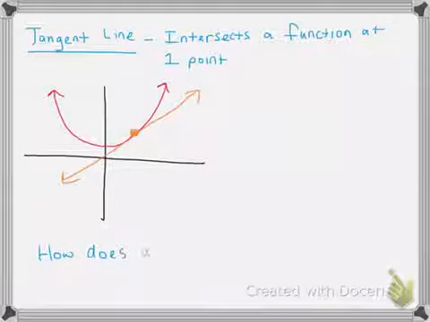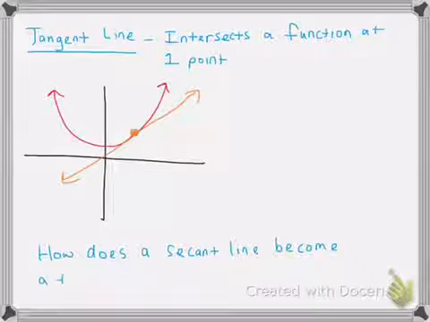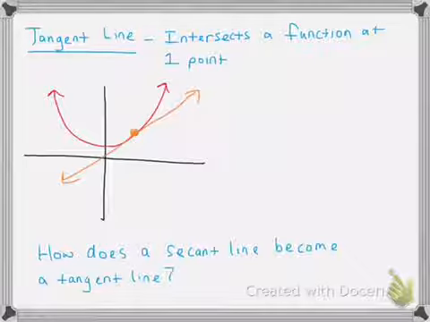Now, here's my question. How does a secant line turn into or become a tangent line? That's the one question we're actually going to answer. The way we're going to accomplish this is using some calculus, through using slope and using limits. We just did a bunch of limit stuff, and we're going to be able to change a secant line into a tangent line by taking slope and taking limits.